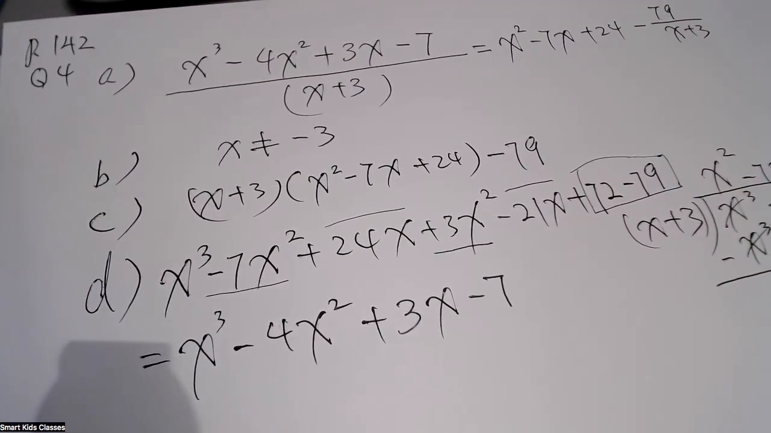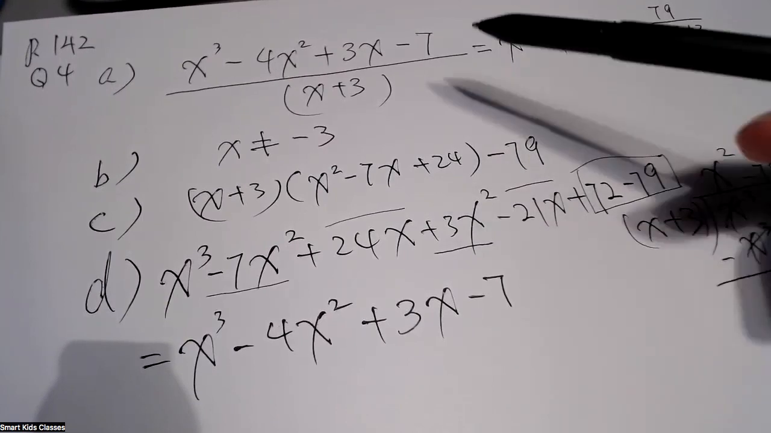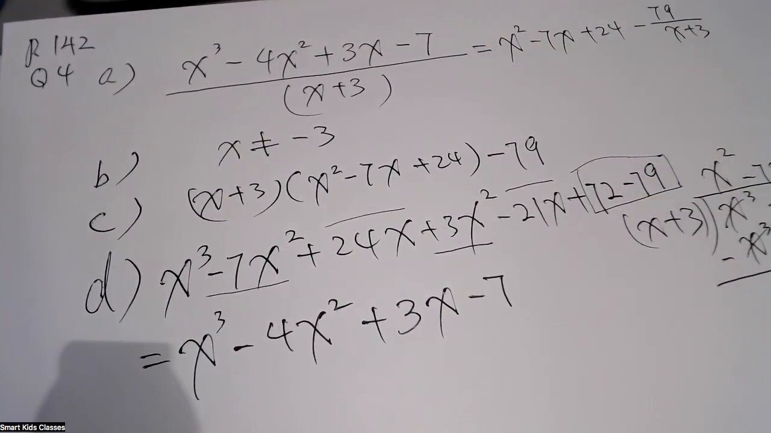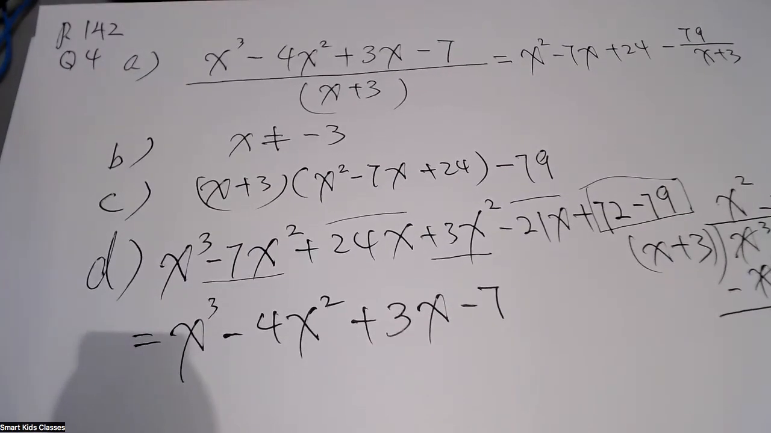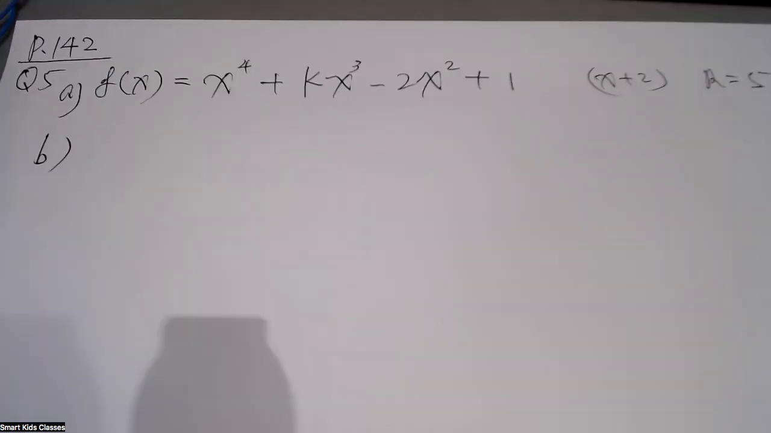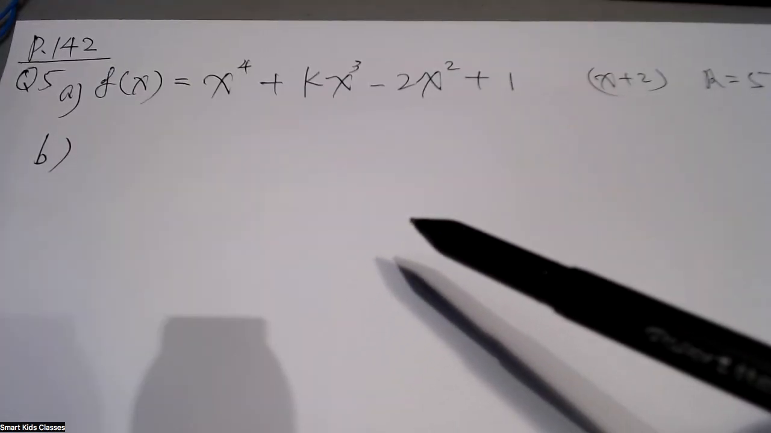So after you verify, you got back the original function. It means it's 100% correct. We're done with question 4. Let's do question 5.